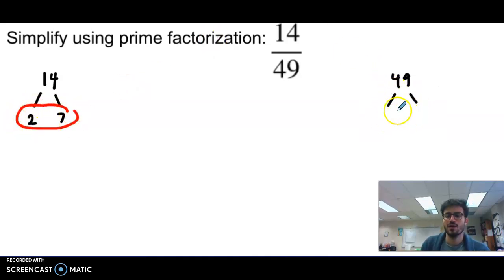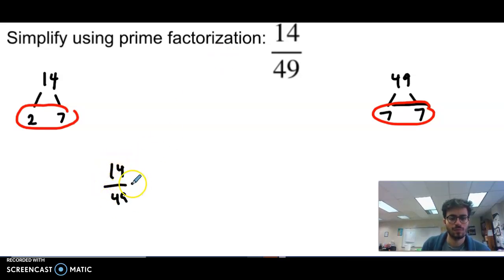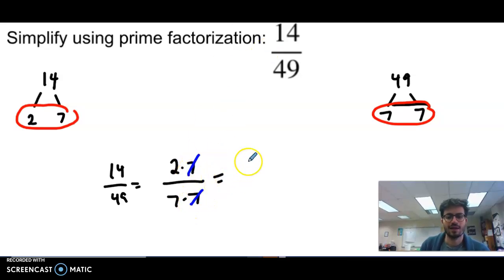49, we could split into, it won't divide by 2, won't divide by 3, won't divide by 5, but it divides by 7. 7 times 7. And then those are the prime factors of 49. So if we rewrite this fraction, 14 49ths, we get 2 times 7 divided by 7 times 7. As you know from exponents, we can divide those sevenths, and we're left with 2 over 7. There's our simplified fraction.